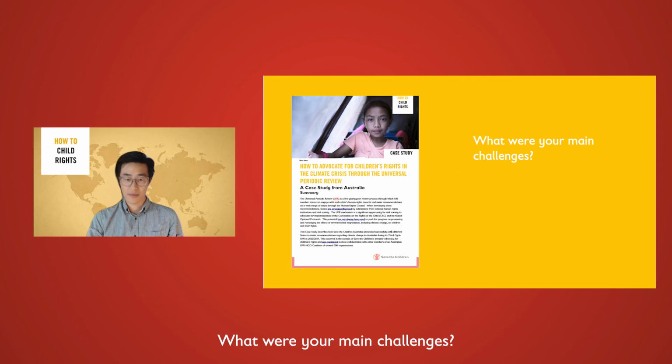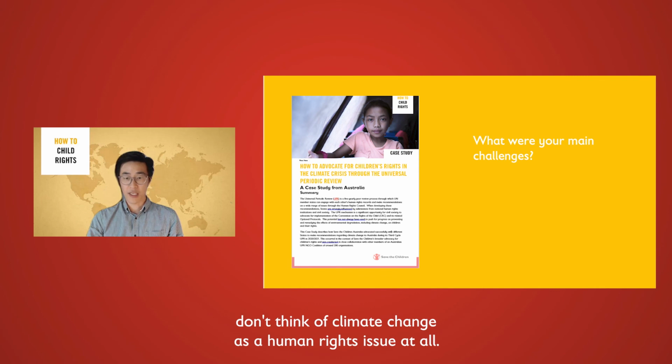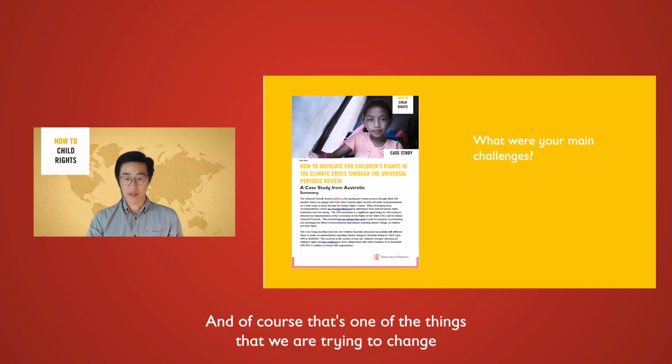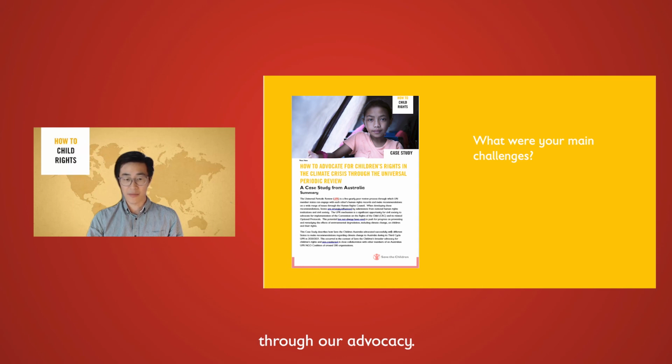What were your main challenges? The key challenge is that many decision makers don't think of climate change as a human rights issue at all. And for example, the Australian government has resisted acknowledging that climate change is covered by the Convention on the Rights of the Child, despite clear statements by the UN Committee on the Rights of the Child that it is. And of course, that's one of the things that we're trying to change through our advocacy.